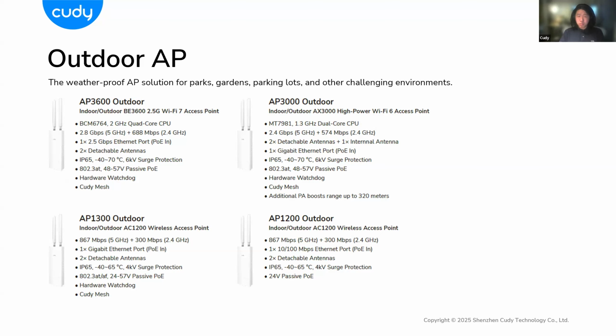Okay. One thing worth noting here is that the AP3000 outdoor is very strong in terms of Wi-Fi coverage because it has additional power amplifiers. According to our testing department, it can reach 320 meters away. Very suitable for national parks and large parking lots. This one is highly recommended.